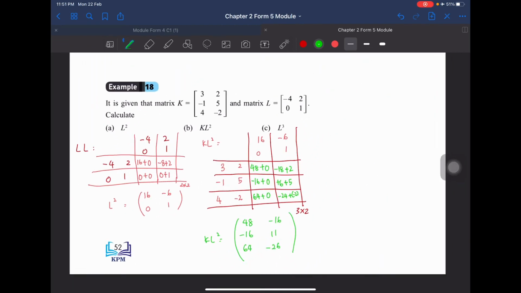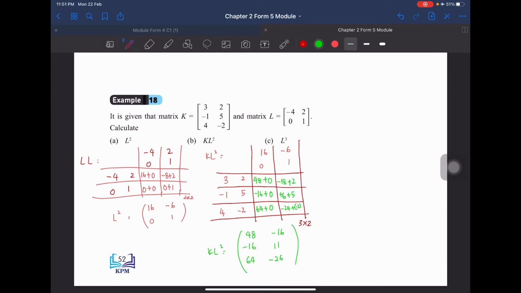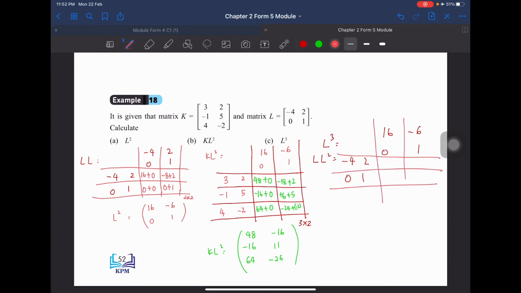So let's have a look at the last part. You have L cubed. So this actually means L times L squared. Okay, so where is L? L is [negative 4, 2; 0, 1], and L squared is [16, negative 6; 0, 1]. So add in your table. So your final answer will be 2 by 2 also.